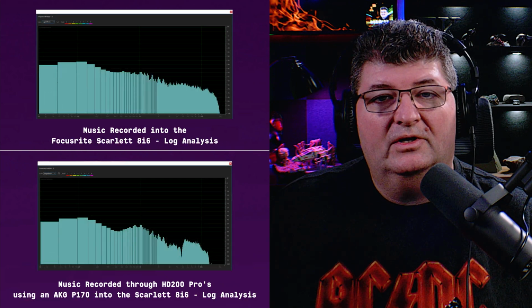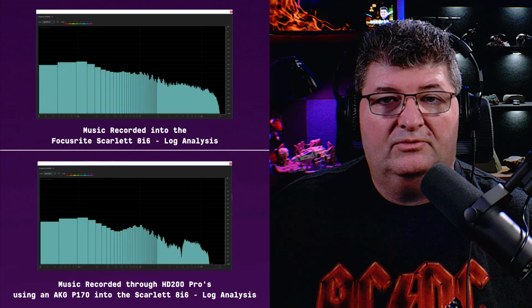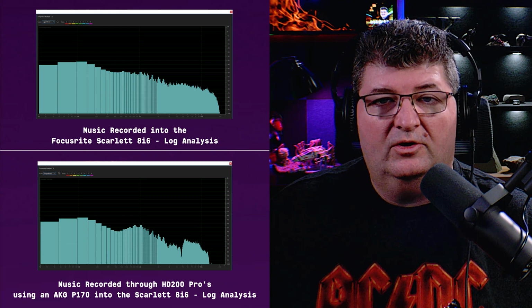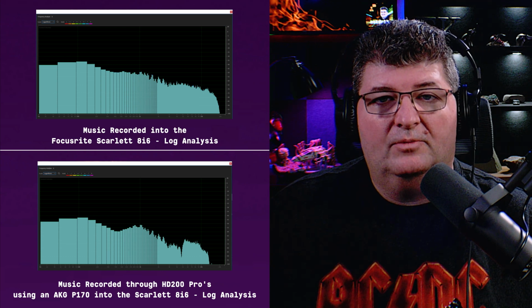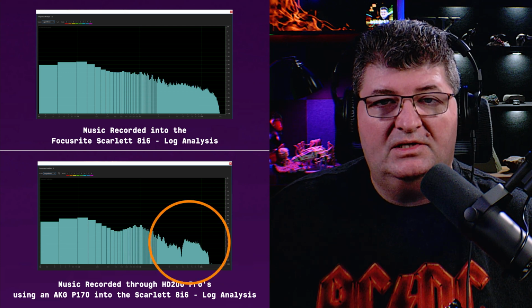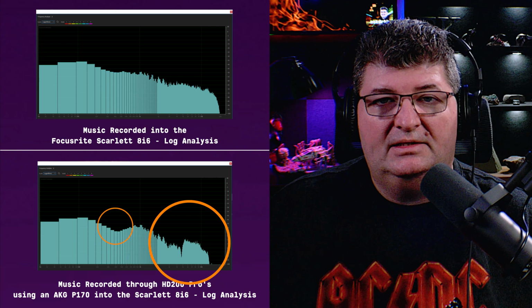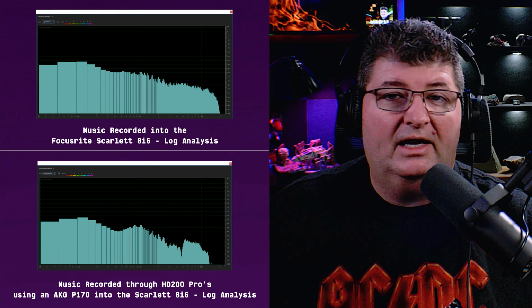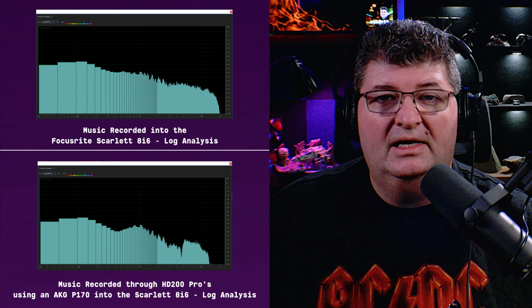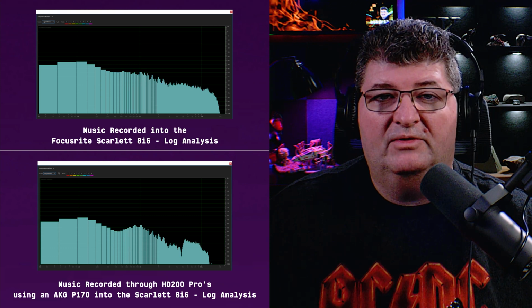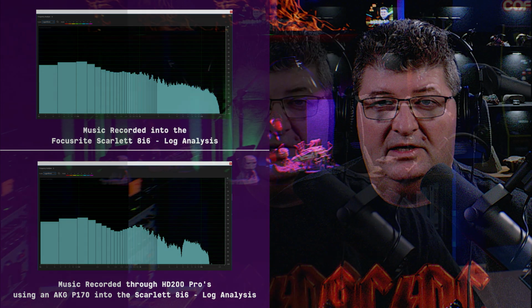And so now again, we're looking at the log comparison of music recorded directly into the 8i6 versus through the HD200 Pros. And again, we can see that our perception is also going to be of missing information, of missing highs and mid ranges. It doesn't look quite as severe in the log impression versus the linear actual response. But nonetheless, looking at this, you can expect that if you're going to listen to music, it's going to be very bass forward with these headphones, and it'll be lacking some of the higher response.